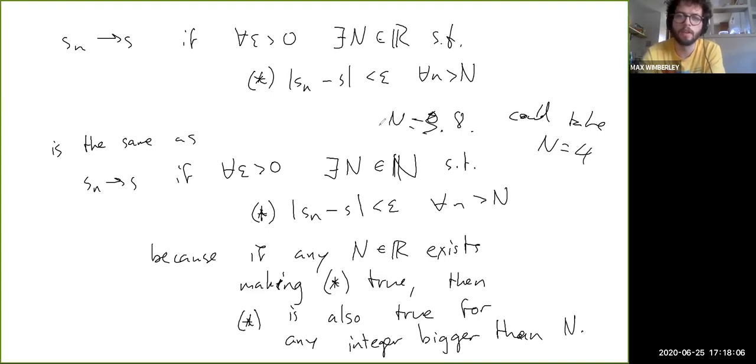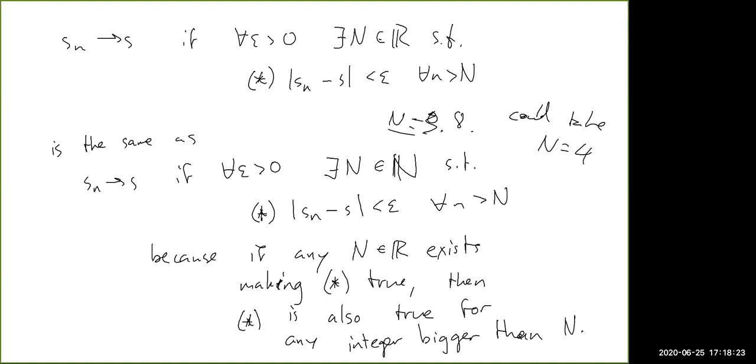Sometimes it's convenient to use the definition to say that there exists an integer capital N, but sometimes you want to be able to let capital N be any random number. Got it. Thank you.